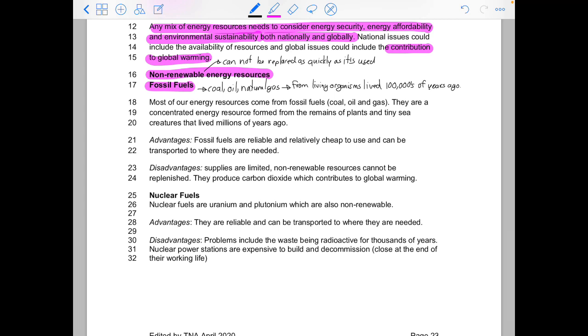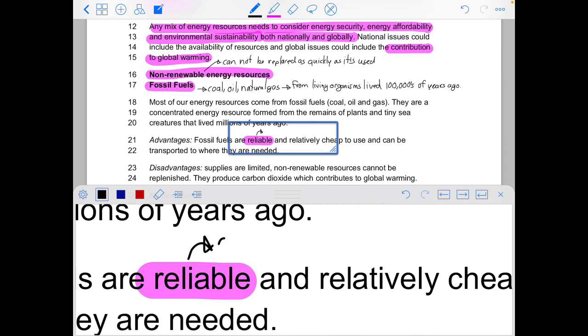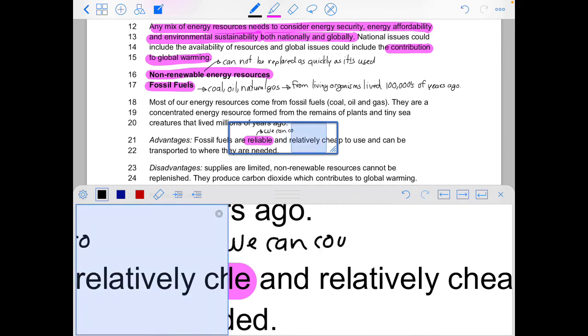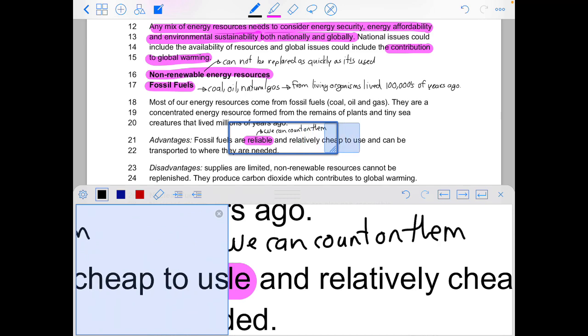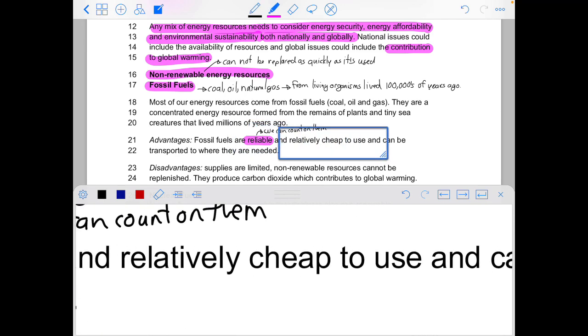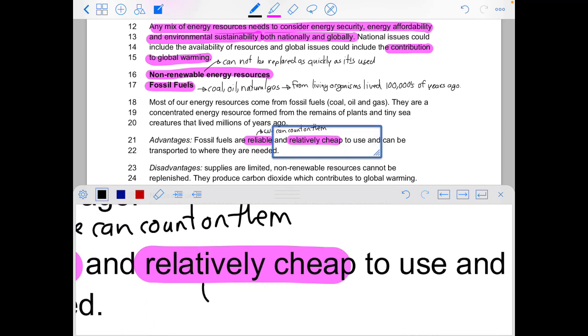So an advantage is they are very reliable. So reliable means we can count on them. And relatively cheap. So they are inexpensive to use. So they're relatively cheap and they're reliable. We can count on them.